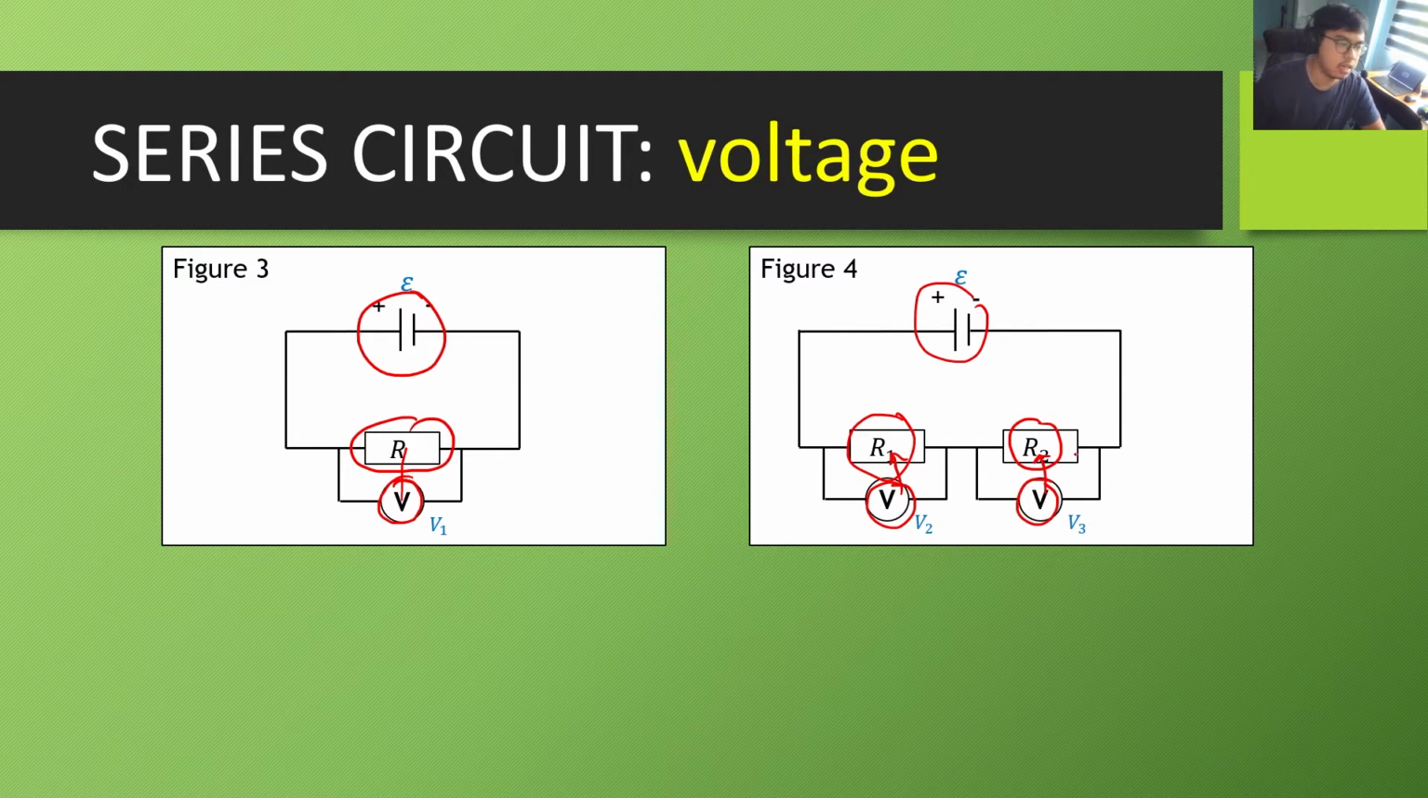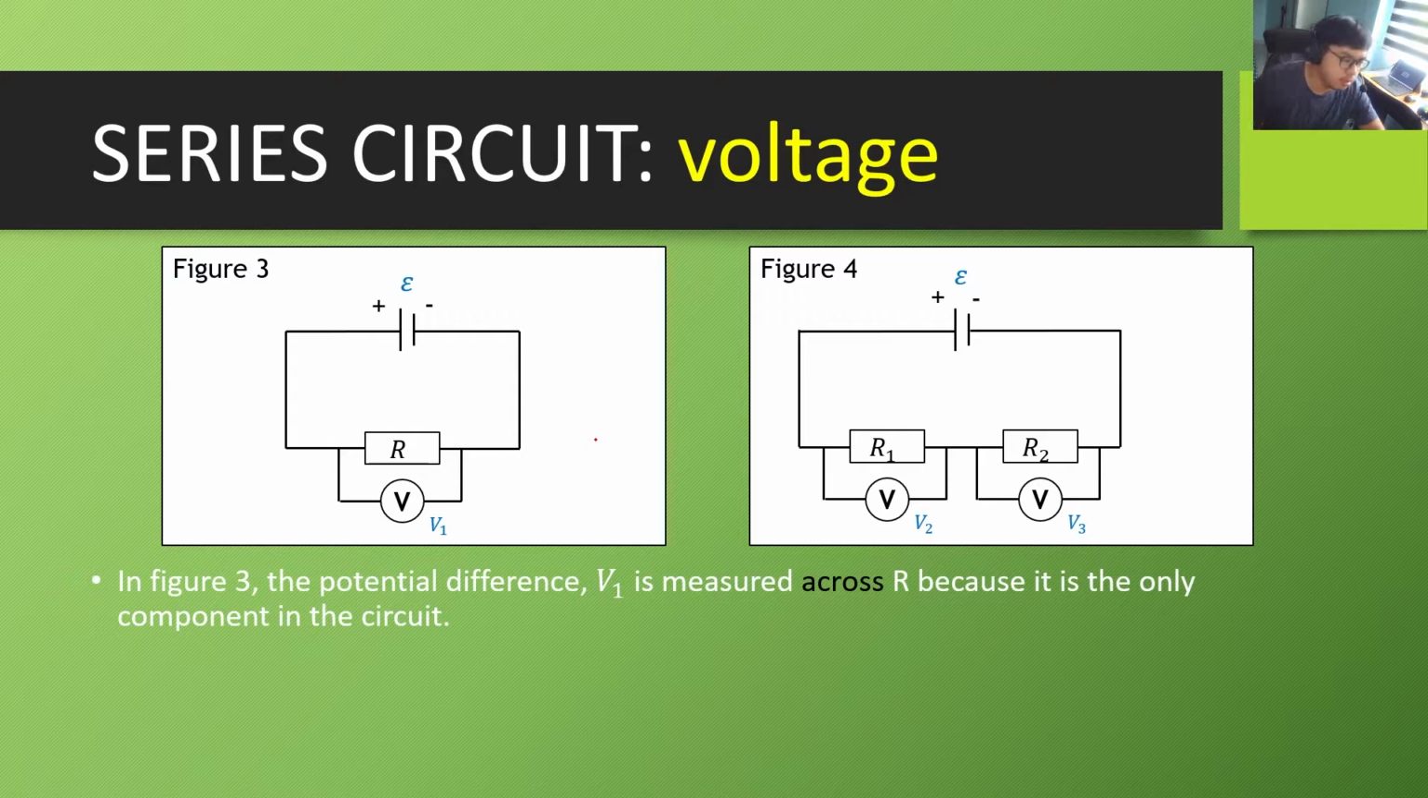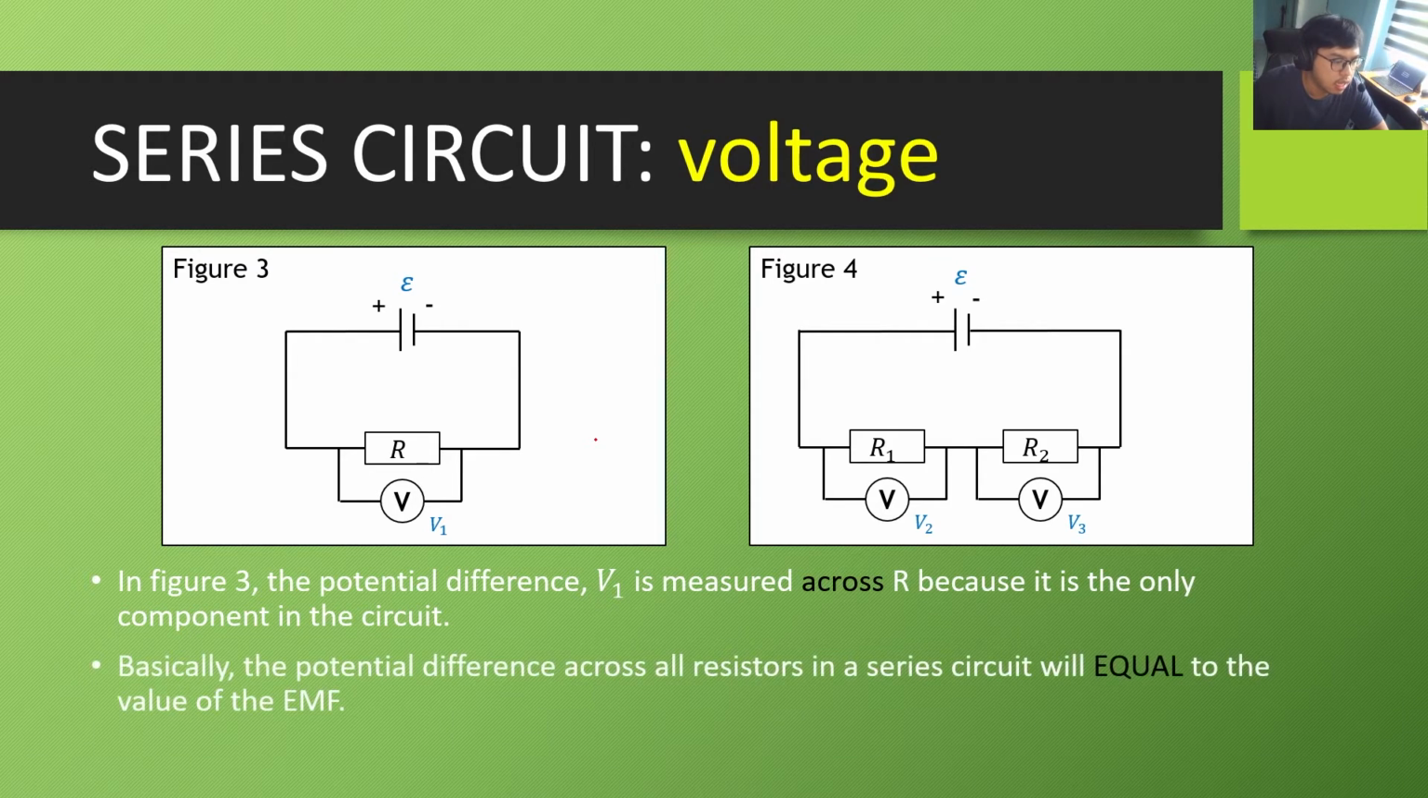and voltmeter V3 is measuring R2. In figure 3, the potential difference V1 is measured across R because it is the only component in the circuit. Basically, the potential difference across all resistors in a series circuit will be equal to the value of the EMF. Let's say the EMF, the voltage given by the cell, is 6 volts. Therefore, the voltage across this resistor will also be equal to 6 volts.